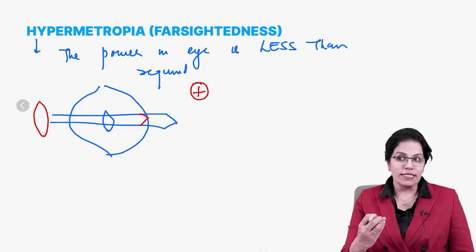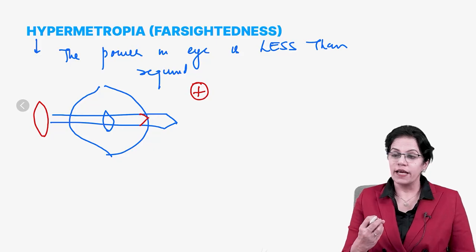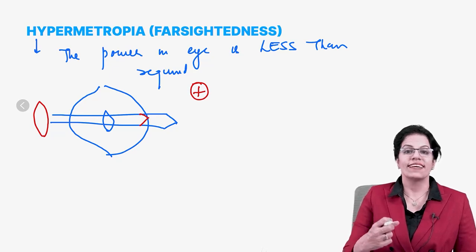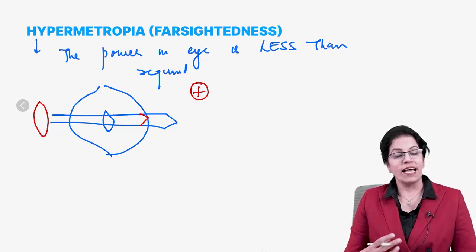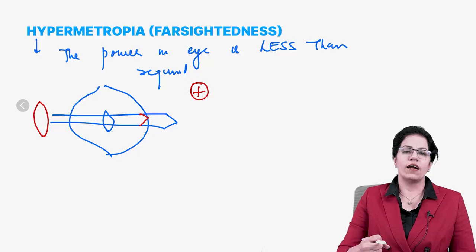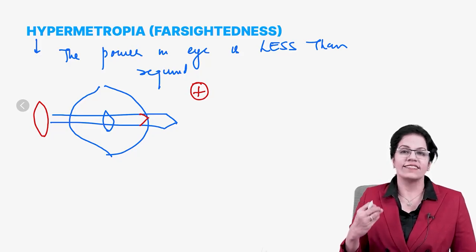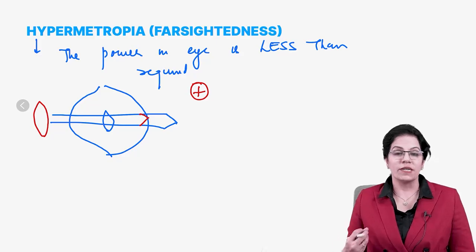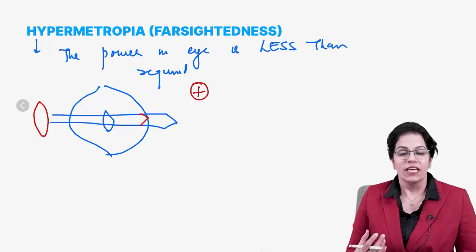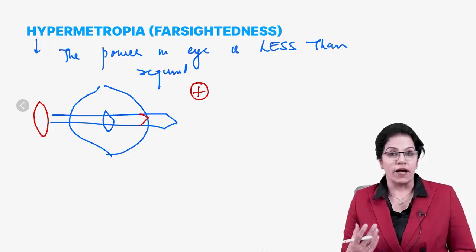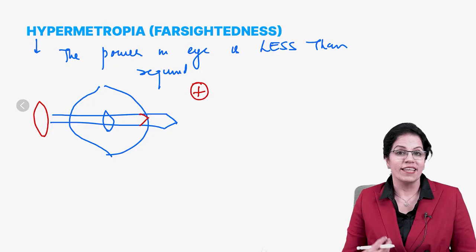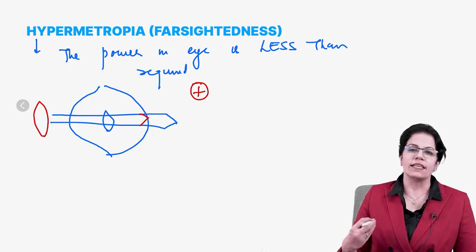So if the power is less and you are not using specs, the eye tries its best to compensate by exerting a lot of accommodation. And when the eye is exerting a lot of accommodation, the ciliary muscles are working hard, so the eyes get very tired and there are a lot of symptoms of muscle weakness. Tiredness in the eye is asthenopia. So mainly the patient of hypermetropia presents not only with difficulty of far and near vision, but also with a lot of headache and asthenopia.